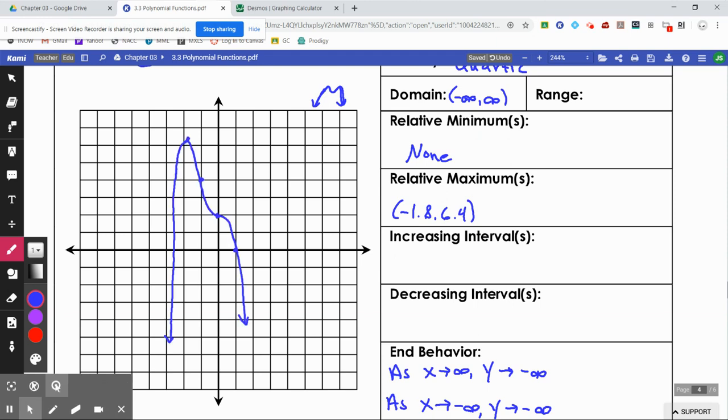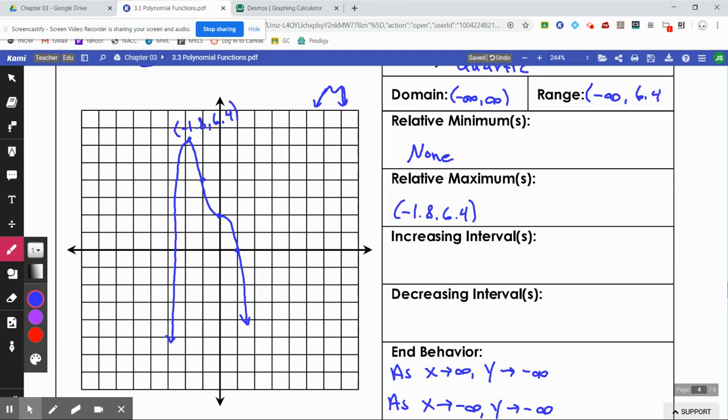Okay, so you see a picture of your graph, and let's go ahead and label this. This was my point, negative 1.8, 6.4, which was my maximum value there. So therefore my graph ranges from negative infinity up to 6.4. That's my highest y value that's on my graph.